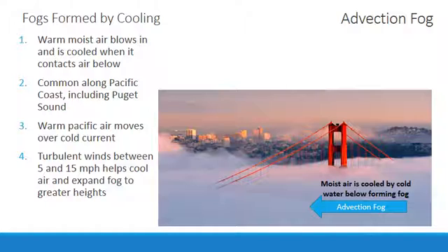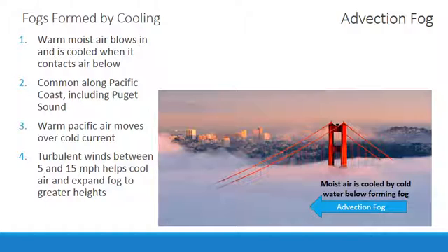Advection fog happens when warm, moist air blows over a cold surface, so it's chilled by contact with that cold surface below. If there's enough cooling, you'll form a blanket of fog called advection fog. And the term advection refers to air moving horizontally. A classic example is the frequent advection fog around San Francisco's Golden Gate Bridge.